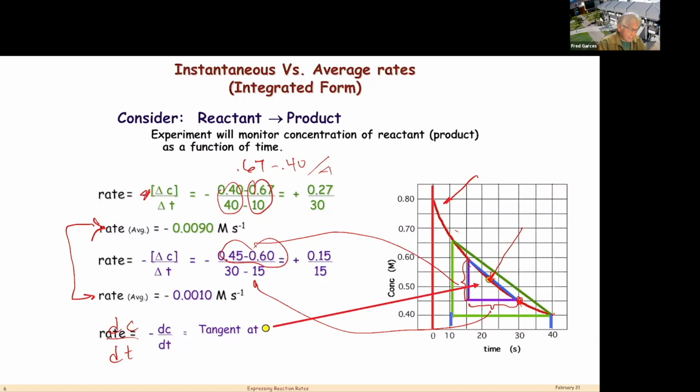If you take 0.40 minus 0.67, that's a negative 0.27. And then if you take 40 minus 10, that's a positive 30. So you do get a negative number, and that's just to illustrate to you that it's disappearing, that the concentration is dropping. Okay, that's what it means.